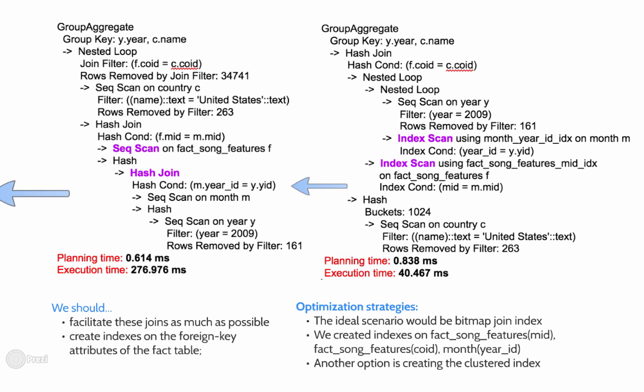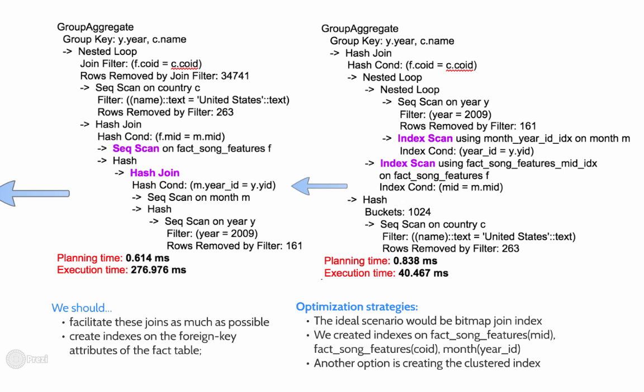As we can see here, the optimizer decided to use the index on month year ID to join year with month, then the fact song features month ID index to join the result with the fact table, and finally joined it with the country table. The gain was around 276%.